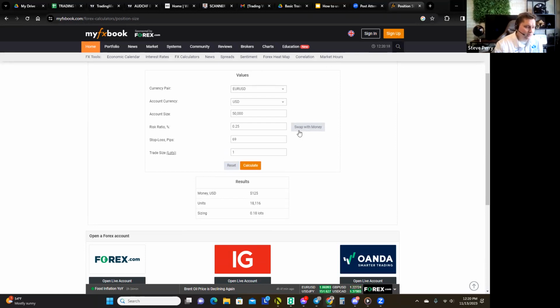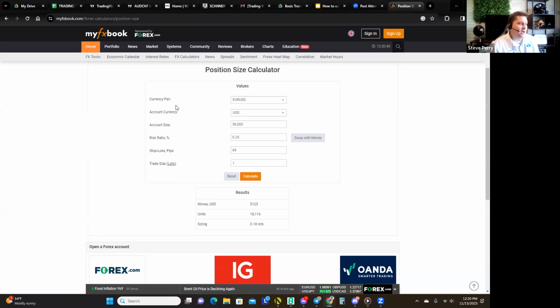So what you would do next is take this information, if you were trading the euro dollar, and hop into your trading account on either TradingView or MT4, and execute a position with a 0.18 contract in the direction of the signal. Then you would just ensure that your stop loss is 69 pips, and you'll be golden. That's how you do this.